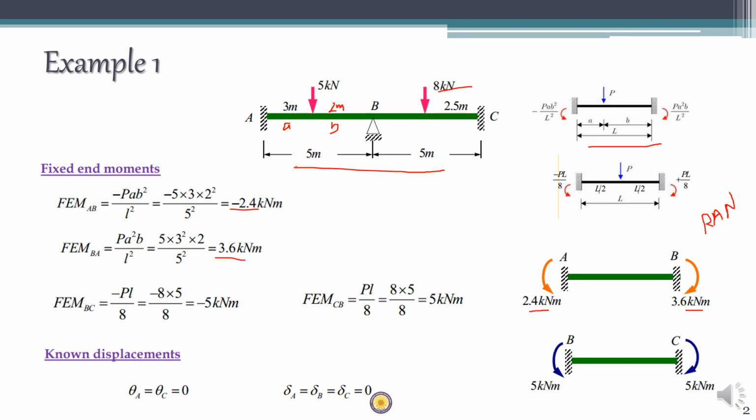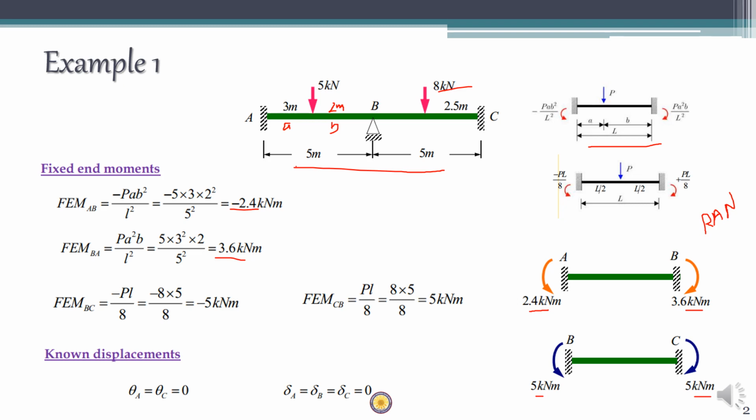For span BC, a is equal to b, which means each is equal to L by 2, so the above equation reduces to PL by 8 on the left and PL by 8 on the right. Both are hogging, so we'll have this direction. On the left support we have an anticlockwise moment, and on the right support we have a clockwise moment. If we substitute P equal to 8 and L equal to 5, we have 5 on the left-hand side and 5 on the right-hand side also.